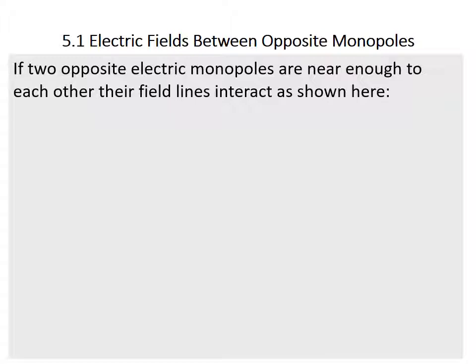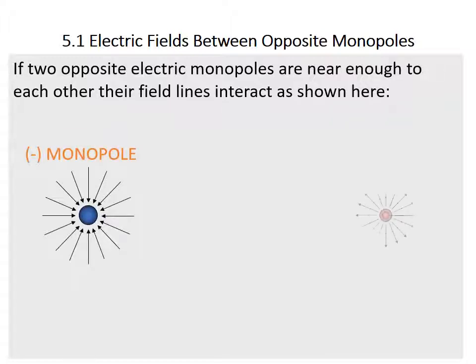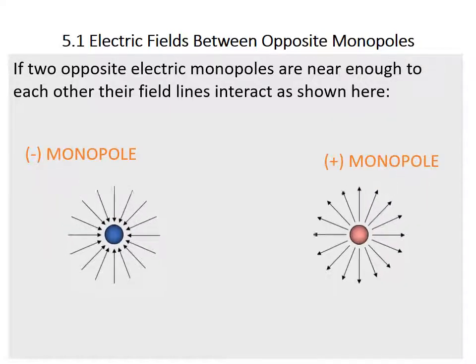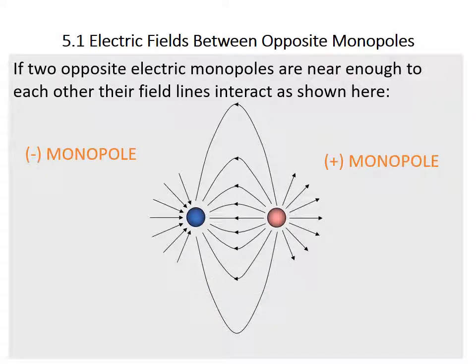So if we bring two opposite electric monopoles near each other, their fields will interact. And what you get is something that looks like this. The field lines are enhanced in the middle, so you would actually get a strengthening of the electric field in between. This is a dipole. Notice still the field lines going into the negative charge and the field lines coming out of the positive charge. This is still non-uniform. If you look at the spacing between the field lines, this would still be a non-uniform field distribution.